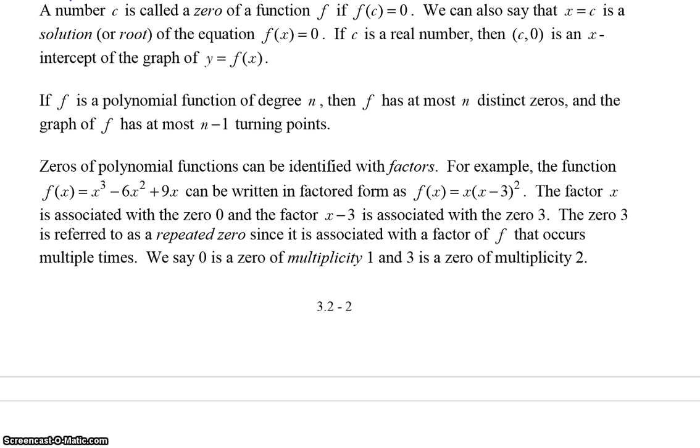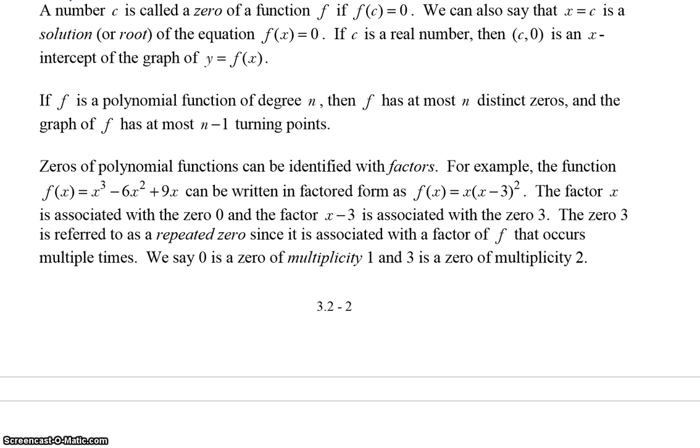The factor x is associated with the zero, 0. That is, 0 is a zero of the polynomial because f of 0 equals 0. And the factor x minus 3 is associated with the zero, 3. That is, f of 3 is equal to 0. So x minus 3 is a factor.